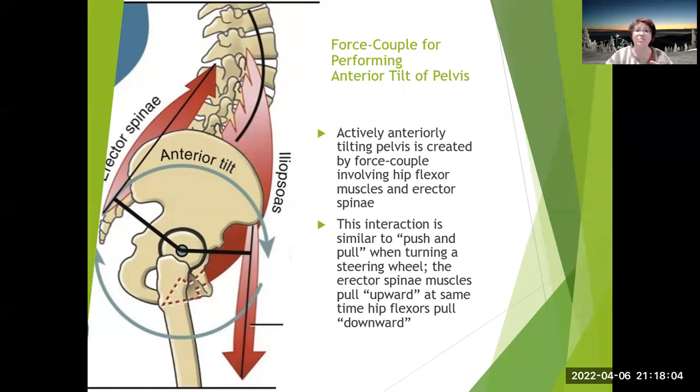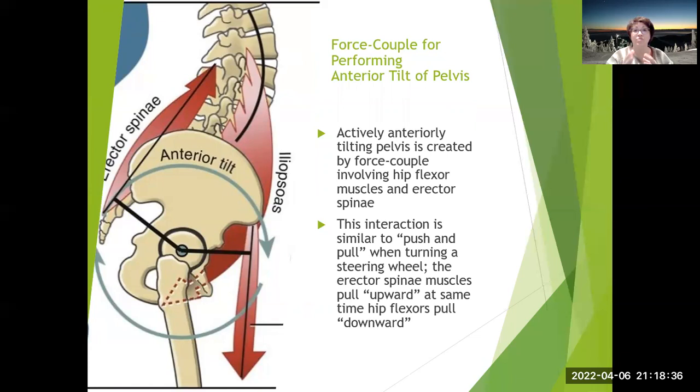So the erector spinae muscles are pulling upward on the posterior pelvis. At the same time, the hip flexors are pulling downward on the anterior pelvis to produce that rotary motion, to produce the torque that is going to perform the anterior pelvic tilt. Okay, so the opposing muscle groups, the antagonist muscles, have to have enough stretch in order to perform that too.